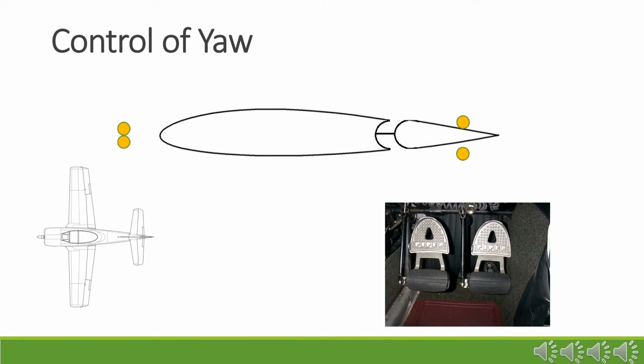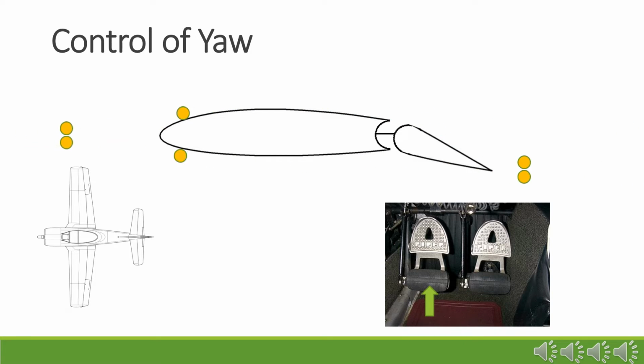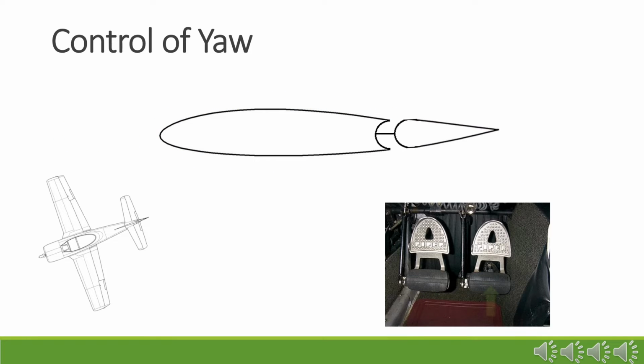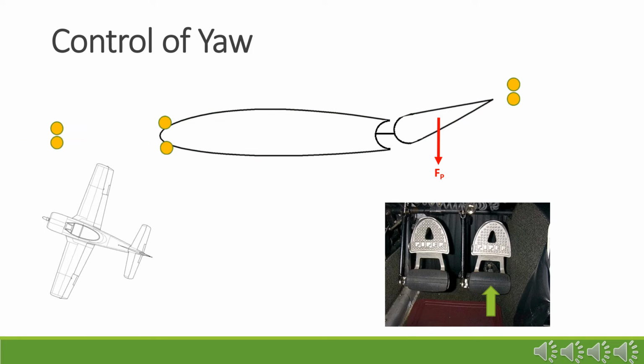By pushing the left rudder pedal, the rudder is rotated in a clockwise direction. The normal, drag, and perpendicular forces are applied, with a perpendicular force pushing the tail in a counterclockwise direction, which causes the aircraft to turn to the left. By pushing the right rudder pedal, the rudder is rotated in a counterclockwise direction. The normal, drag, and perpendicular forces are applied, with a perpendicular force now pushing the tail in a clockwise direction, which causes the aircraft to turn to the right.